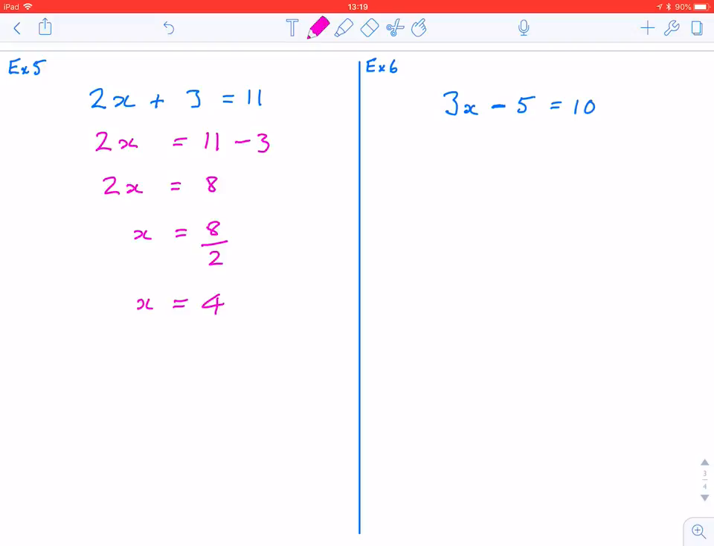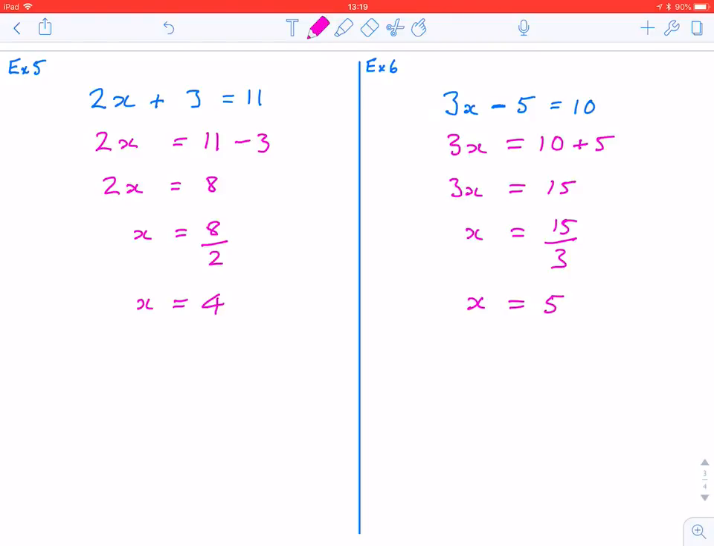Final example, example 6. I want to get the 3x term on its own, so I move the minus 5 to the other side, but when I pass it across, it becomes plus 5. So 3x is 10 plus 5, which is 15. So x is 15 divided by how many x's I have, and 15 divided by 3 is 5.